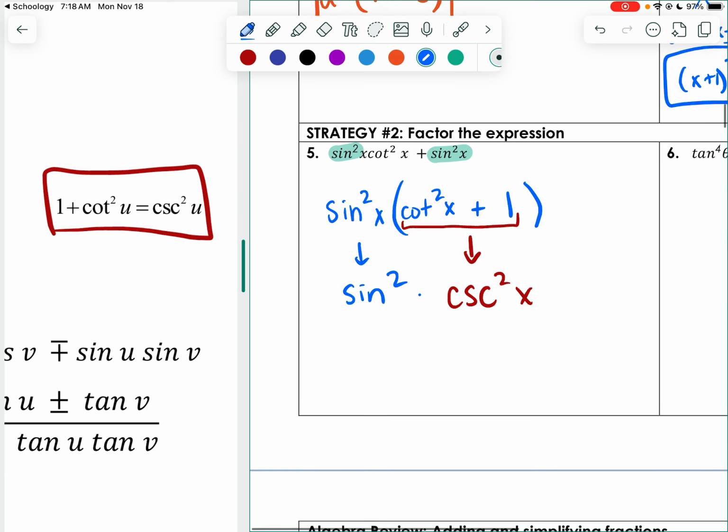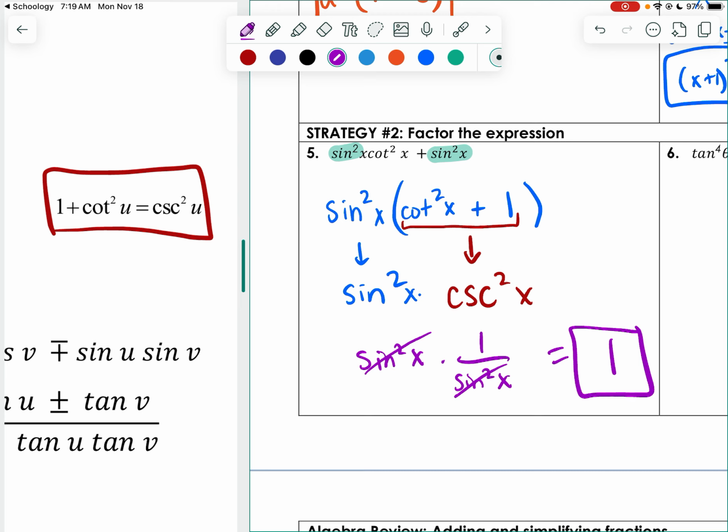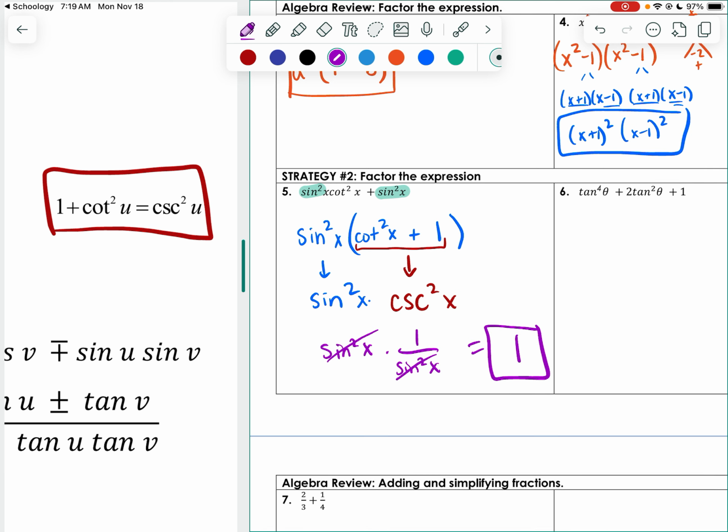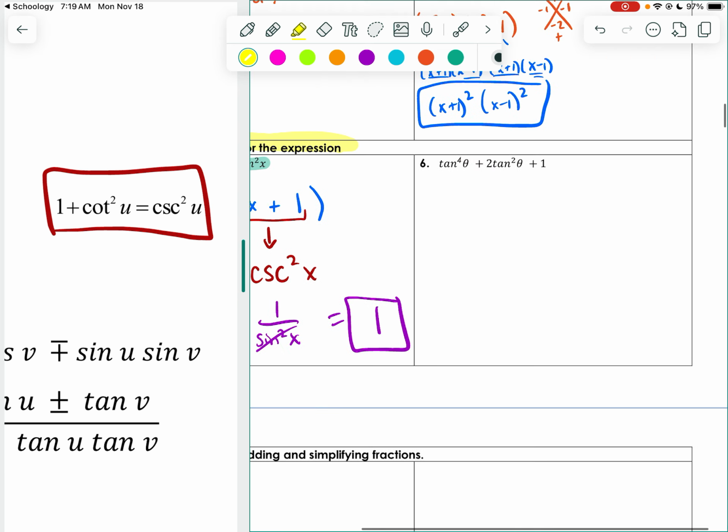You're multiplying, and now this is kind of like before. Oops, forgot my x. Sine squared times cosecant squared, 1 over sine squared. Oh, look at that. This is actually just going to become 1. And yes, there is another way you could have done that. You could have broken this down to sines and cosines, and then you'd end up using another identity anyway. It's not the only way, but it is a way. So again, we're just working on this factoring strategy. Okay, so let's do the next one. This is kind of like the one above it.